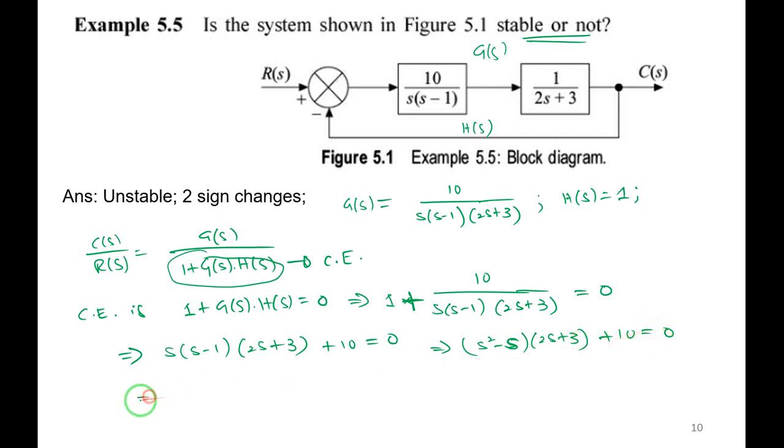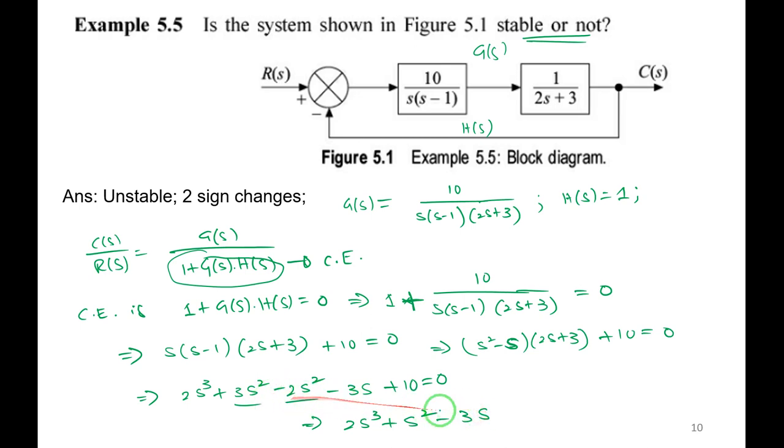So we'll simplify once again. S square into 2S gives 2S cube, plus S square into 3 gives 3S square, minus S into 2S gives minus 2S square, minus S into 3 gives minus 3S, plus 10 equal to 0. So finally, 2S cube, then the S square terms: 3S square minus 2S square is just S square, then minus 3S, plus 10 equal to 0. So we got this.